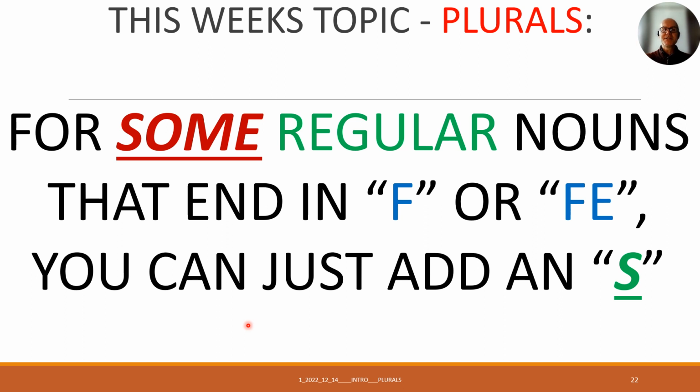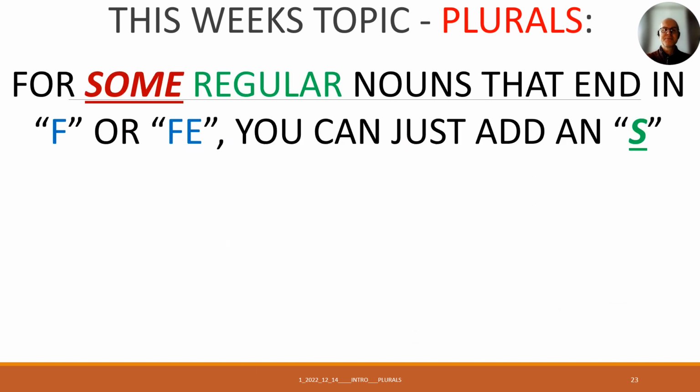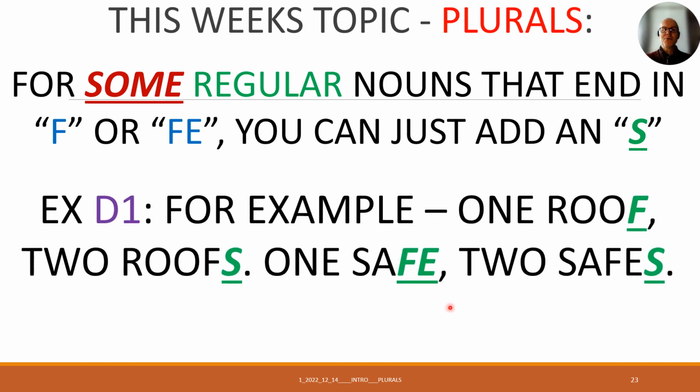For some regular nouns that end in F or FE, you can just add an S. For example, one roof, two roofs. One safe, two safes. For roof and safe, you're just adding the S onto the end of the singular noun to make a plural.